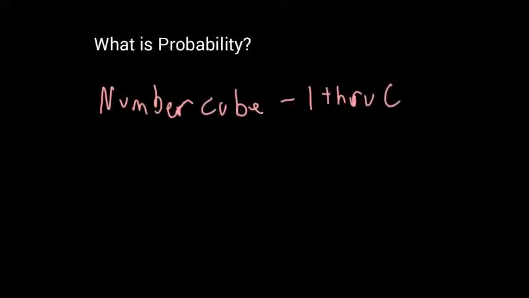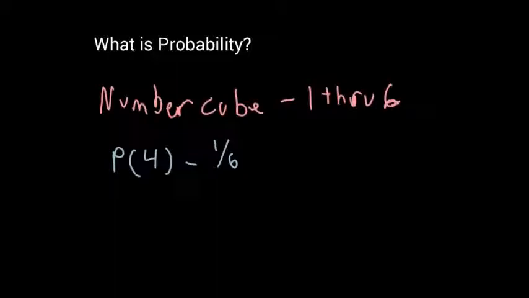So, probability is written as a P, and then parentheses, and then whatever it is you want to happen. So the probability of getting a 4. Well, there's 1 four on a number cube out of 6 sides.